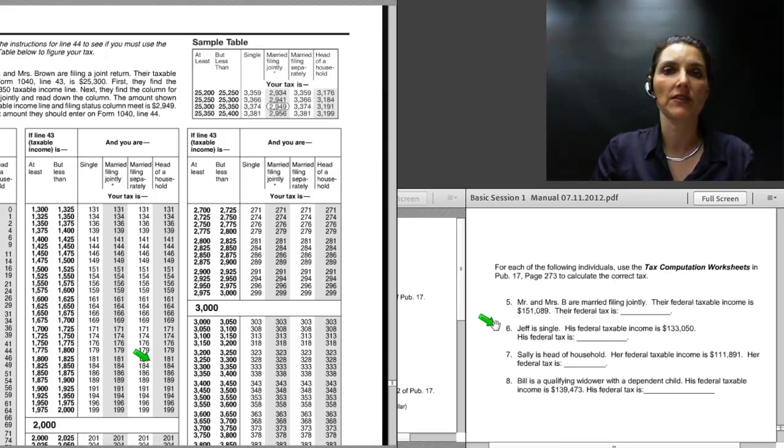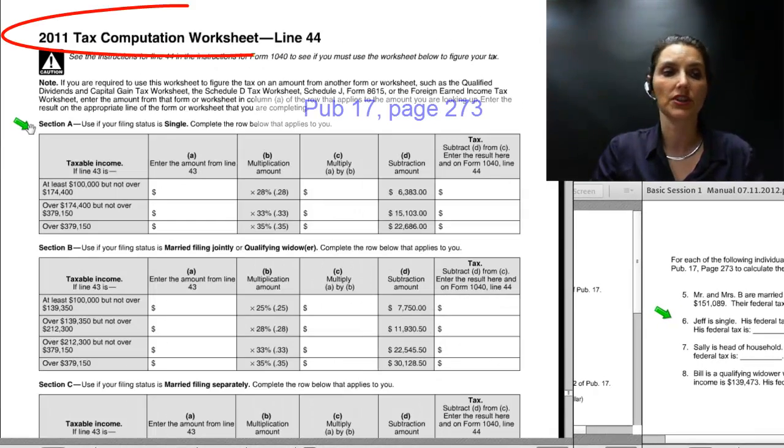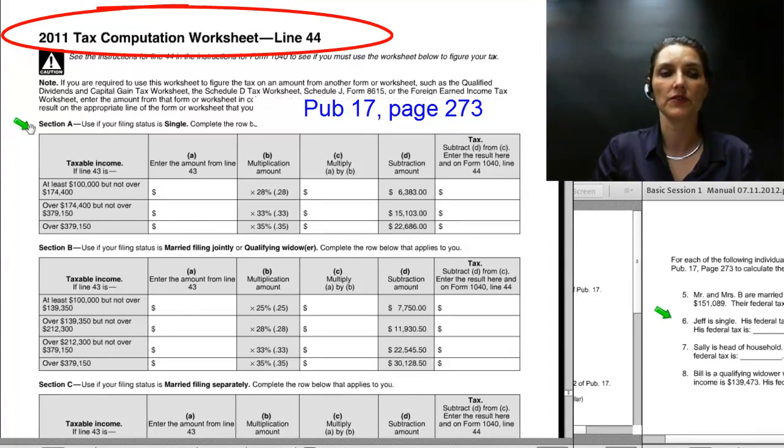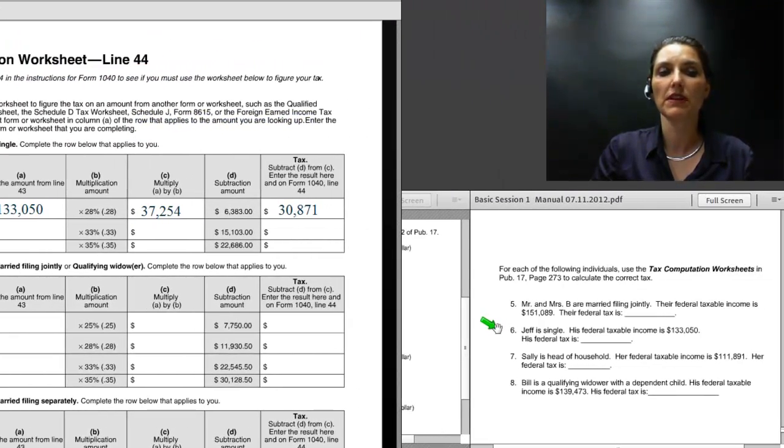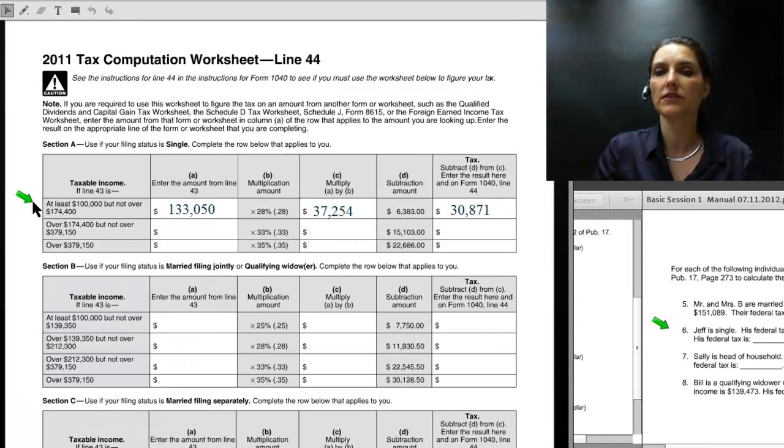We see that his income of $133,050 puts him in the lowest section of this particular worksheet. He's not going to move into this column, for example. He'll stay right here. So we enter $133,050. We multiply that by 28%. We get $37,254. We subtract out the amount of tax on the first $100,000 of taxable income that he has. That's $6,383. We subtract that amount from $37,254, and we're left with his total tax for the year, $30,871.